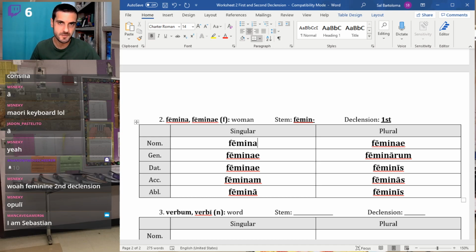I have a feeling first declension is not a problem. Okay, that one usually gets stuck after six a year.